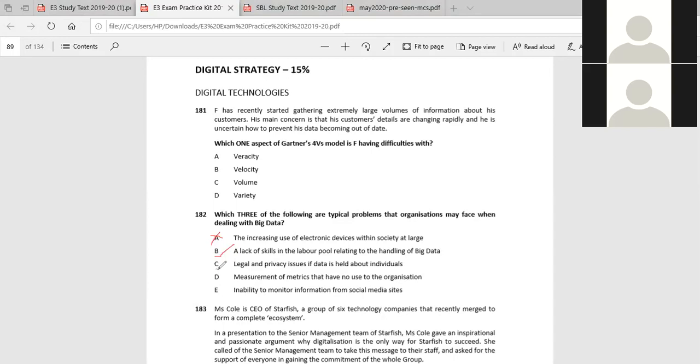Okay. A large volume of data, legal and privacy issues are there. Then D talks about measurement of metrics that have no use to the organization. Then we have inability to monitor information from social media sites.